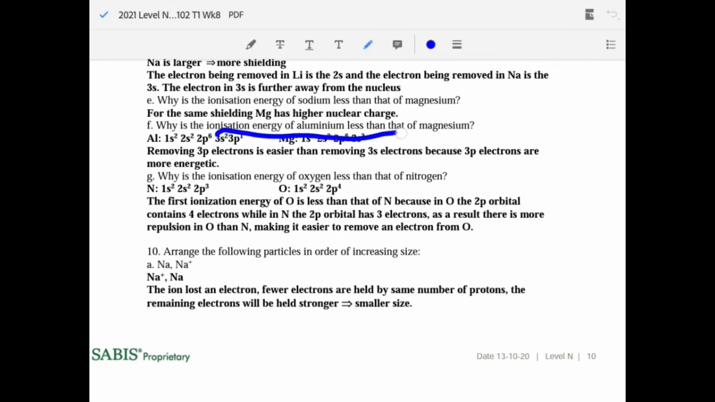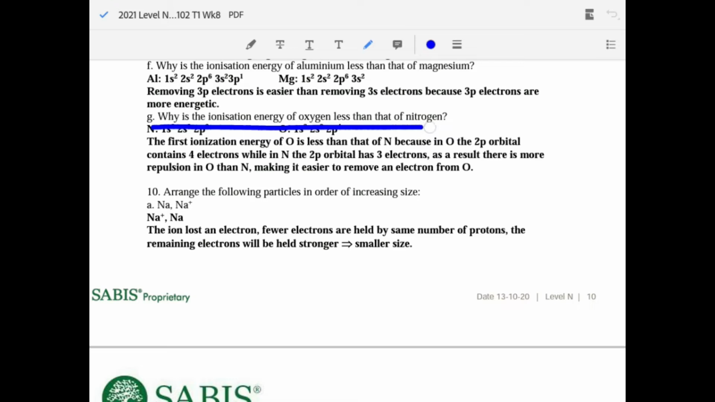And why is the ionization energy of aluminum less than magnesium? It has to do with p orbitals. The extra electron after magnesium is in the p orbital. So removing this p electron is actually easier than removing from a complete s orbital. That's why Al is less than magnesium, because Al's first ionization electron is coming from the p orbital.